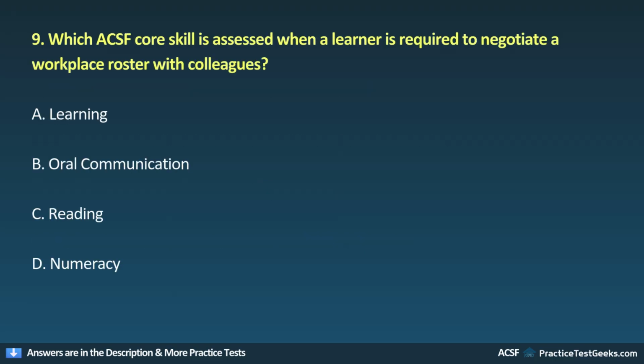9. Which ACSF core skill is assessed when a learner is required to negotiate a workplace roster with colleagues? A. Learning. B. Oral communication. C. Reading. D. Numeracy.